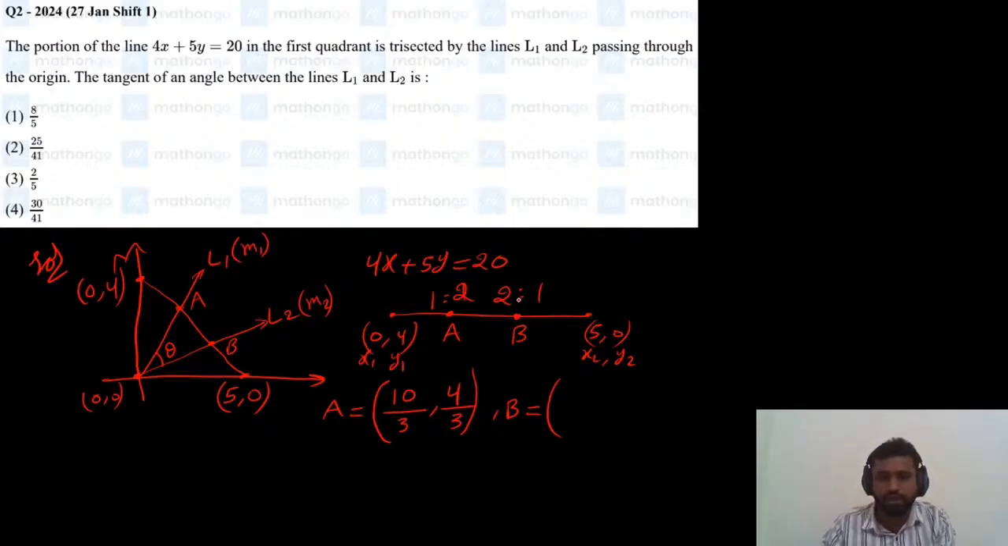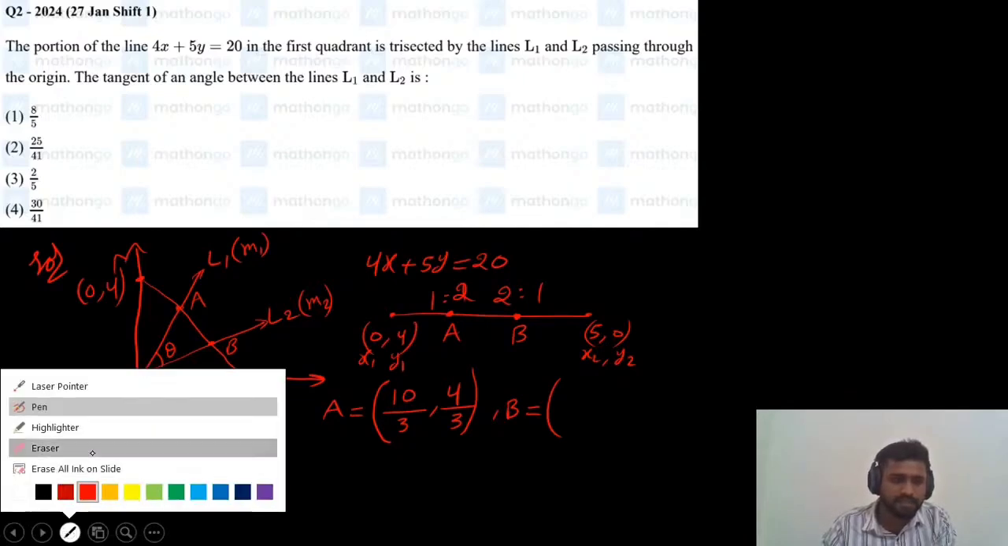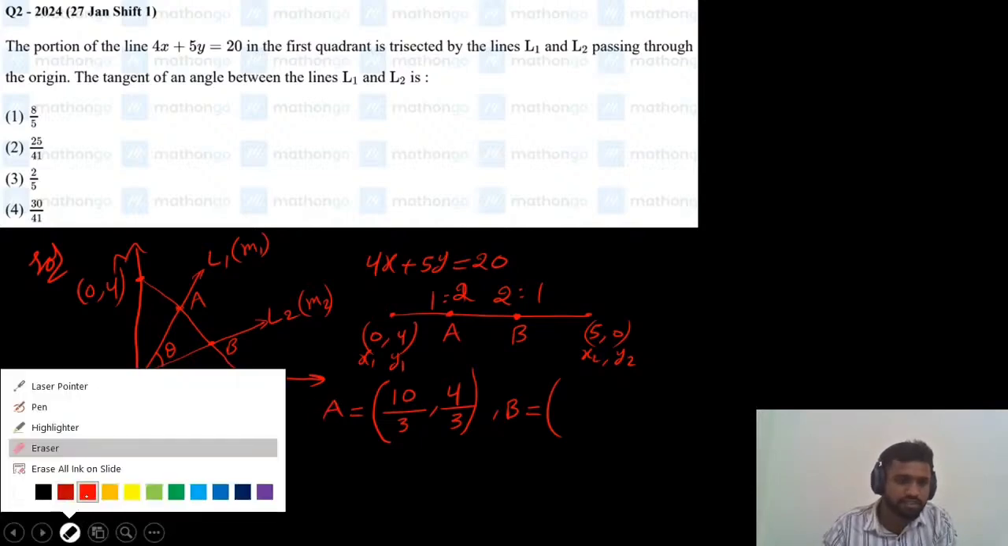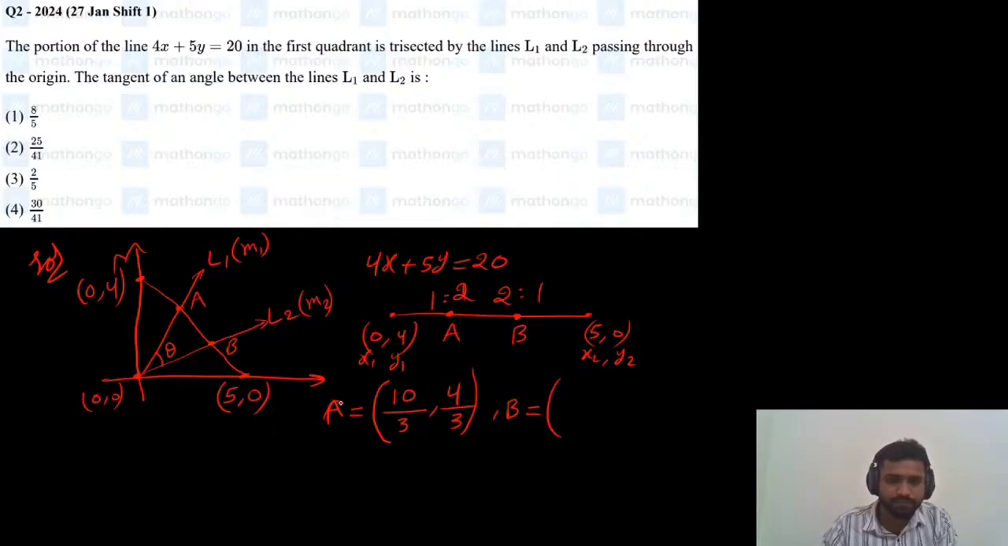So m1 x2 plus m2 x1. So this is point B. Just change these points, no problem. You can change these points. So just change it to B, and this is A. So this is the A point.